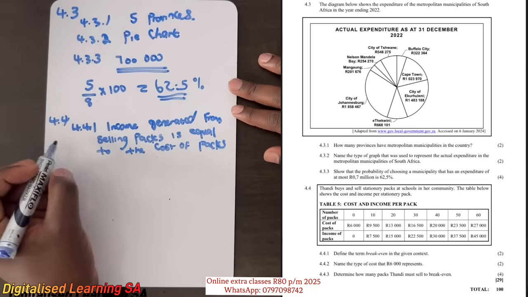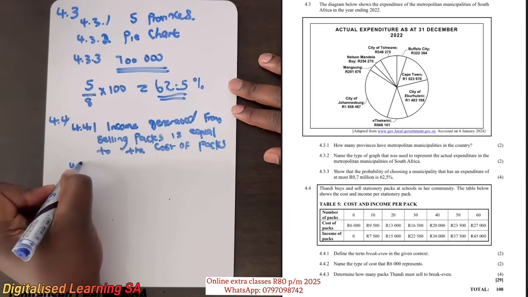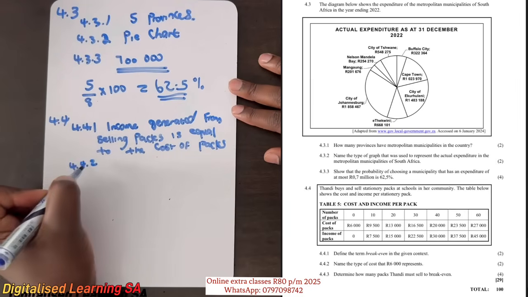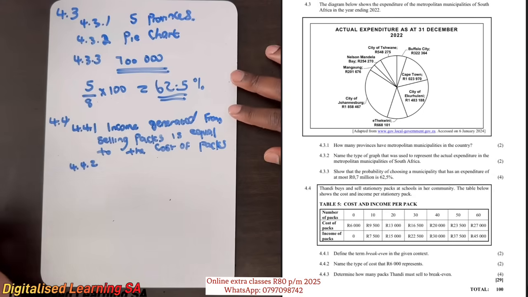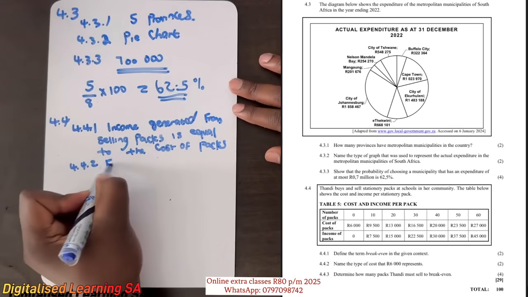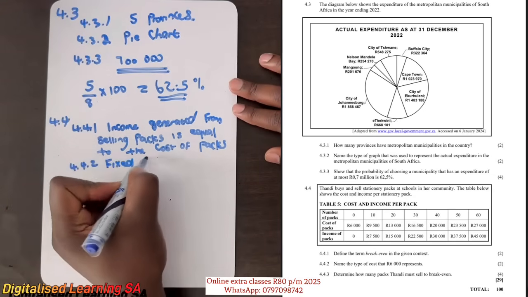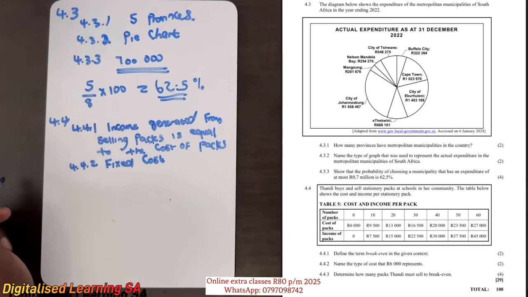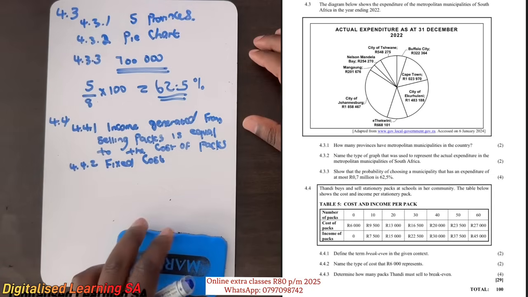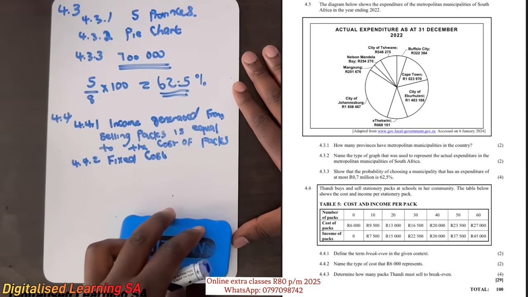Okay, so now let's move to 4.4.2. Question 4.4.2 says name the type of cost that 6,000 represents. So 6,000 represents the fixed cost. Okay, so it is not associated with the number of packs, and it's also not associated with the income of packs.